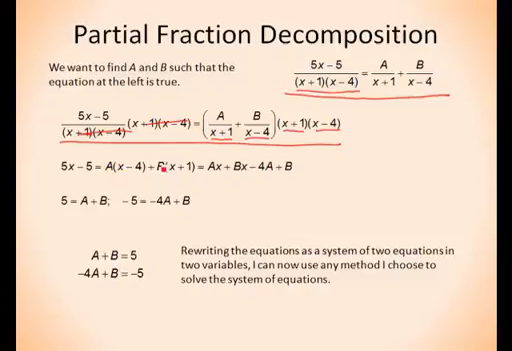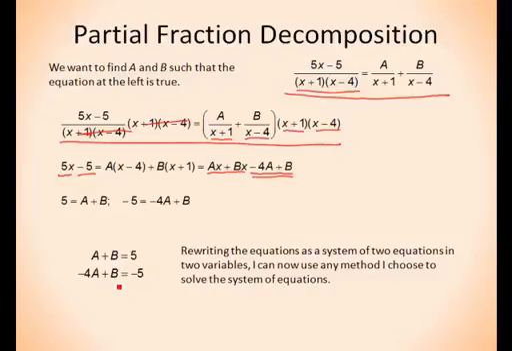Now I'm going to distribute in and rewrite so that I get my x's together and my constants together. When I have an equation like this, the coefficient of x over here has to equal the coefficient of x over here. So I'm going to get 5 is equal to a plus b. And the constant term here has to equal this constant term here, so negative 5 has to equal negative 4a plus b. That gives me two equations in two variables that I can rewrite as a system of equations.